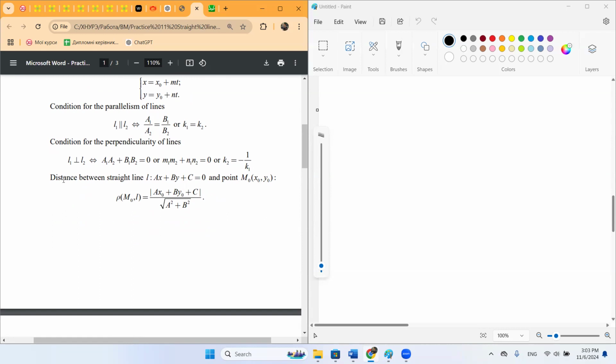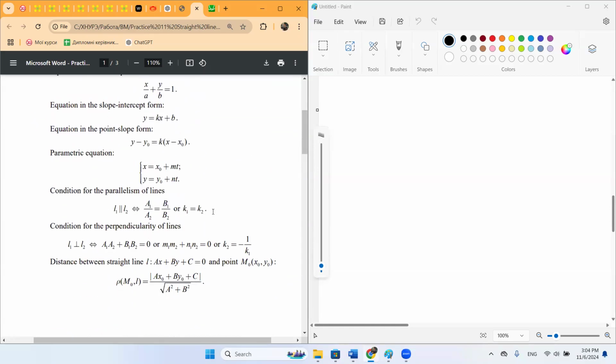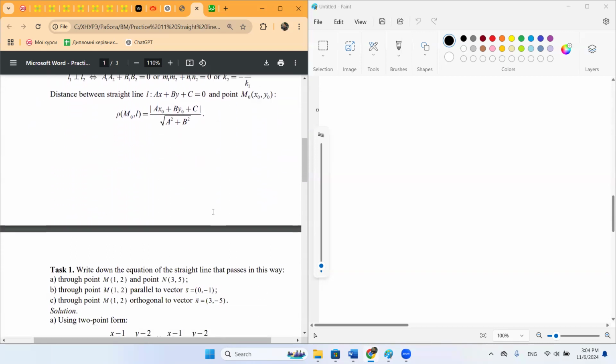And here is the formula of distance between a straight line and a point: the magnitude of the scalar product of the normal vector and the point plus the free coefficient C, divided by the magnitude of the normal vector. Any questions, comments about equations? Okay, as I see, no comments.